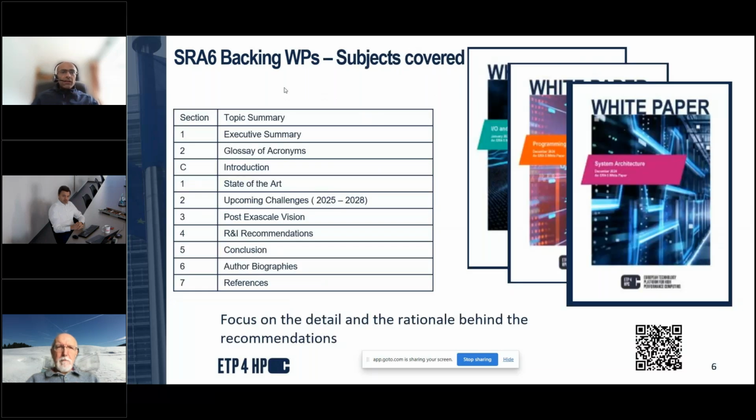So what is covered in these backing white papers, which Fabrizio and Nico are going to walk you through today? Every white paper, for example system architecture, goes into more detail. You look into the state of the art in that specific subject and the upcoming challenges, then the post-exascale vision, and then the R&I recommendations in more detail corresponding to that topic.